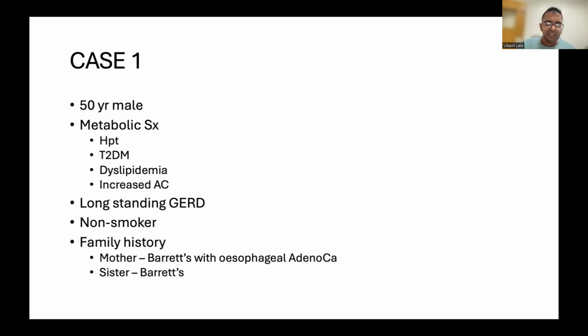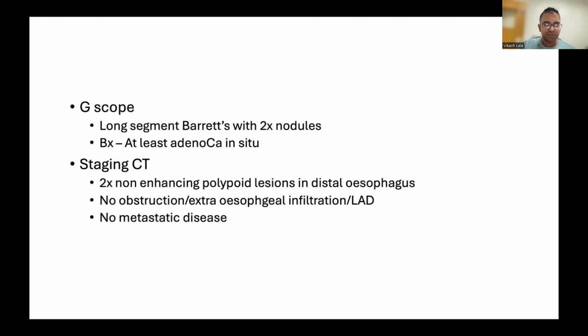He had a long-standing history of GERD since childhood. He's a non-smoker, and interestingly, has a strong family history of Barrett's and his adenocarcinoma. Both his mom and his sister had Barrett's, and his mom actually demised from an esophageal adenocarcinoma. So you can imagine quite an anxious patient as well.